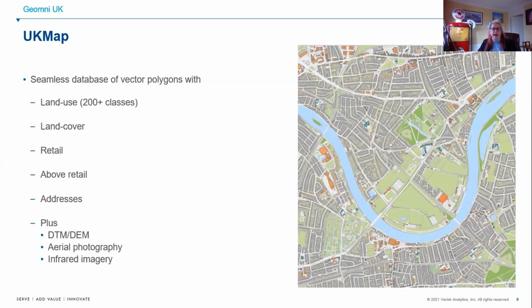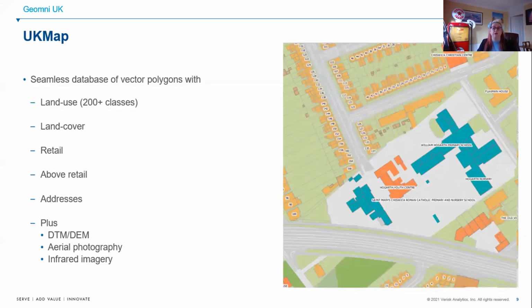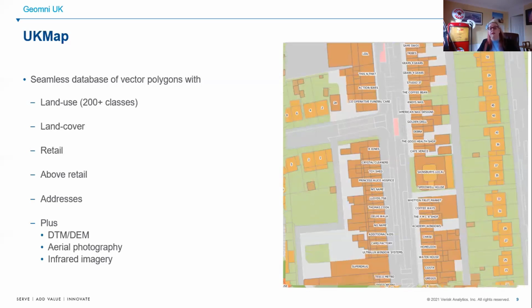However, when you dive into the database, you can drill down, and you can see that there are over 200 classifications of land use if you were particularly inclined to go into that level of detail. But what this actually means is that you can identify residential or retail areas very quickly. Or at the other end of the scale, you can differentiate between different types of schools or hospitals, or whether there's a coffee shop or a takeaway, for example.